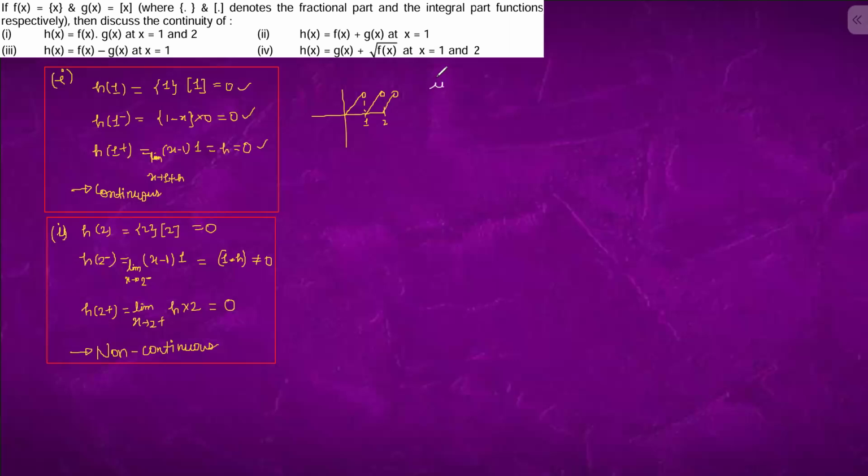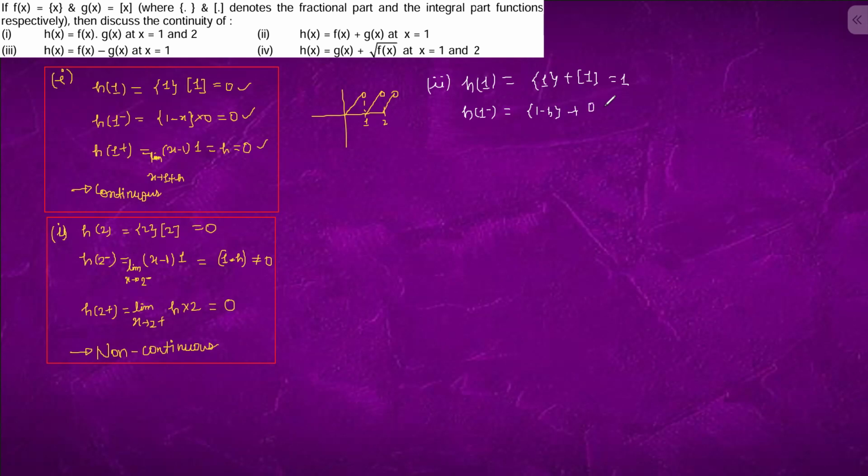Question number 2. h(1) is what? Fractional part of 1, greatest integer of 1, which is what? 0 plus 1. h(1 minus): fractional part of 1 minus is what? 1 minus h. And this is 1 minus, which is 0.